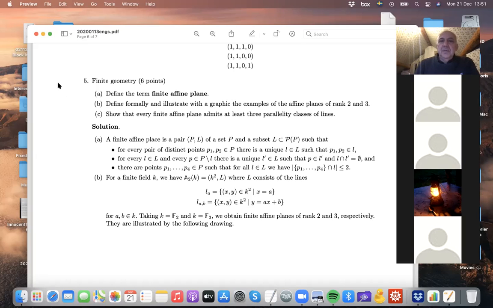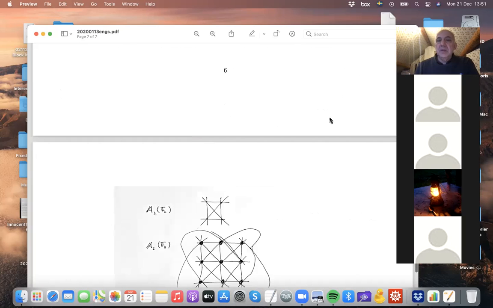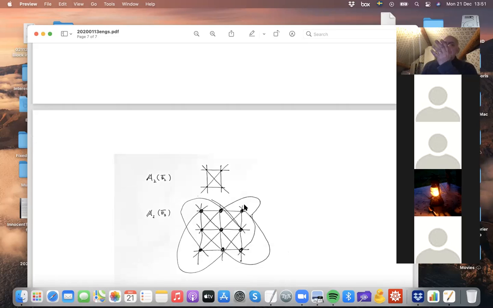Okay, now B in this question is: define and illustrate examples of planes of rank 2 and 3. And that we did also in the lecture. Rank 2 is this thing, just 4 points, (0,0), (1,0), (0,1), (1,1), and 6 lines. And for rank 3, we also discussed a series of examples coming from finite fields.